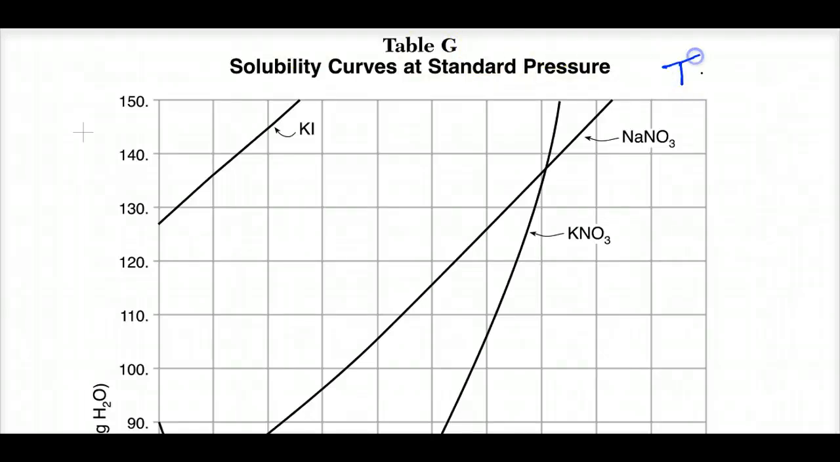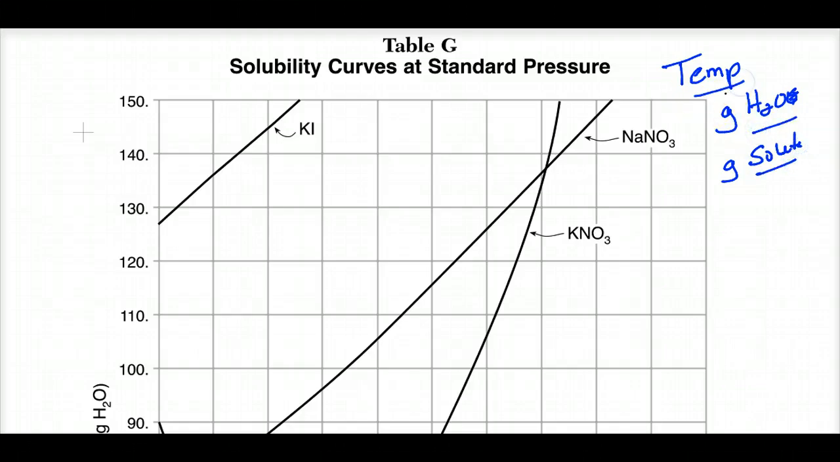You're going to hear temperature. You're going to see how much water, so grams of water will be given to you, and also grams of the solute particle. So you're going to hear a lot more information when they want table G. They're going to say who is more soluble at a certain temperature, in a certain amount of water.